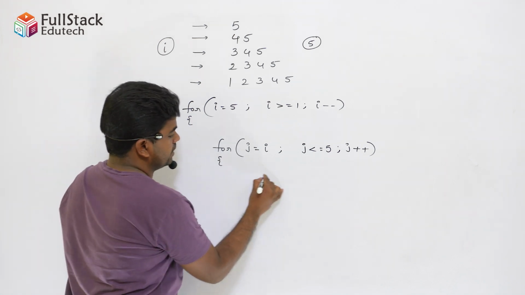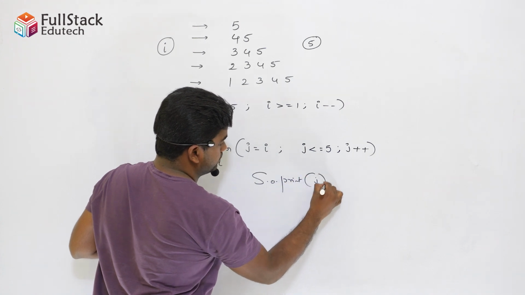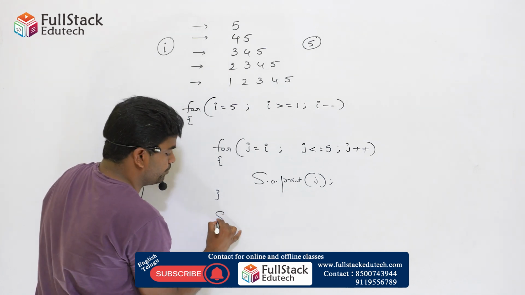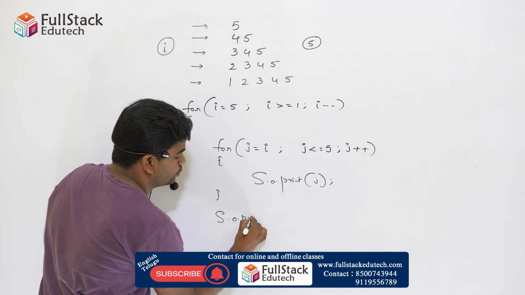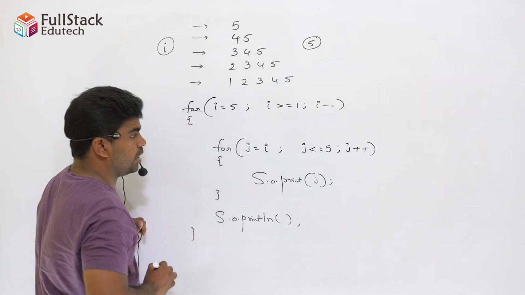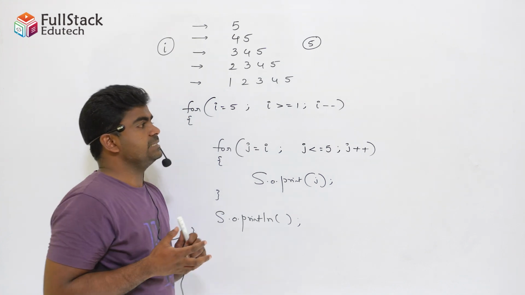And here, whenever you are printing the j values, after completion of a row, you need to send the control to the next line. You know this skeleton, just System.out.println. This is the simple way of printing this pattern.